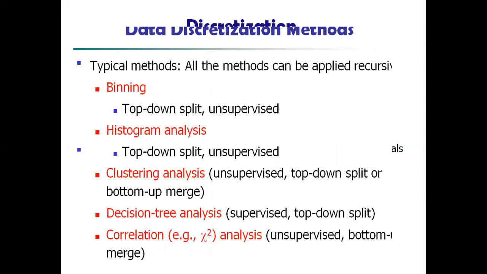Next one is data discretization methods. We'll see what the different types of methods are. The main thing is the binning method. Here it is called a top-down split and unsupervised, because we don't know beforehand what the label is for this method. And next one is histogram analysis, that is a top-down split and it is also unsupervised. Next one is cluster analysis. Even this is also unsupervised and top-down split or bottom-up merge. That's what we'll see in clustering. They will be merging either from top to bottom individually or from bottom to up.